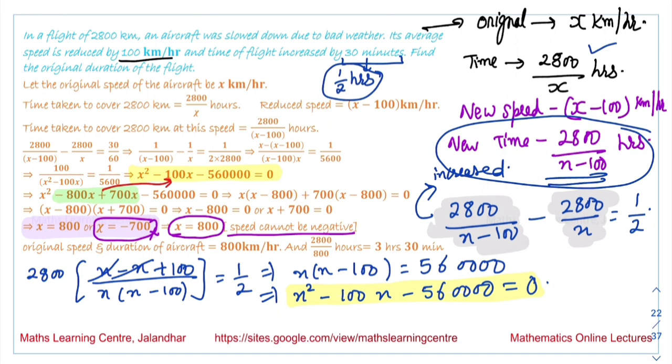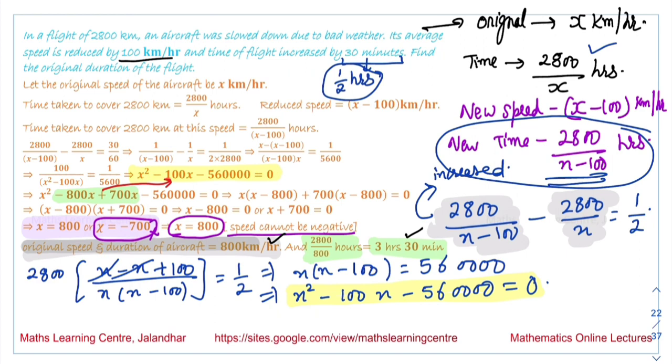So the original speed of the aircraft is 800 kilometer per hour, and the time taken is 2800 by 800. This should be the original time taken, so it is 3 hours and 30 minutes. This is the original time the aircraft would have taken if it had moved with a speed of 800 kilometer per hour. That is the original time and original speed.